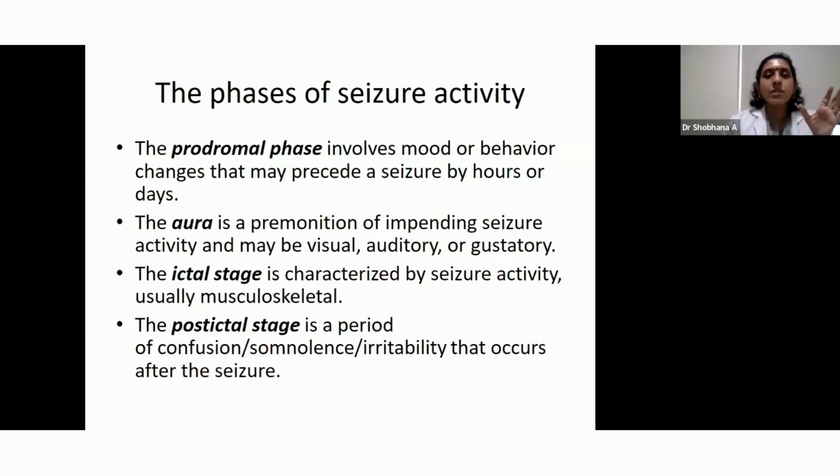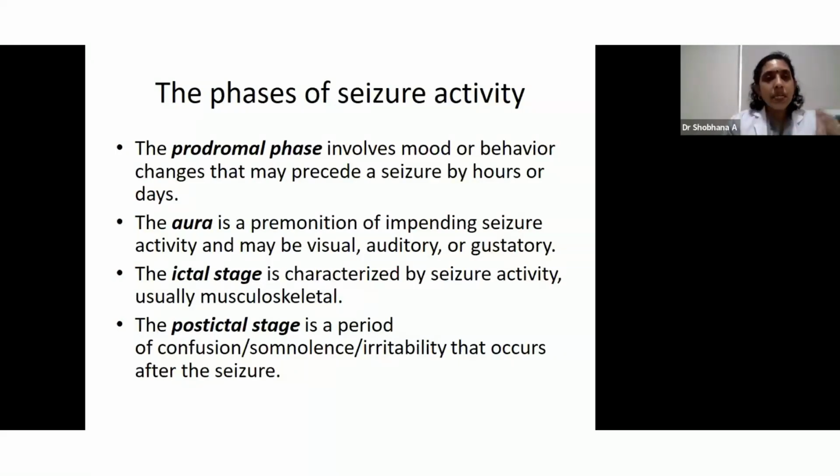So ideally, if you ask a neurologist, they will ask you to describe the semiology of the seizure. That is, it has different phases. Typically, a prodromal phase, which involves a mood or behavior change that may precede a seizure by hours or days. Then there is an aura or a premonition of impending seizure activity, which may be visual, auditory, or gustatory. Then there is the ictal stage, which is characterized by the musculoskeletal activity, usually, and that is the convulsion, and the post-ictal period of confusion, drowsiness, somnolence, irritability, etc.